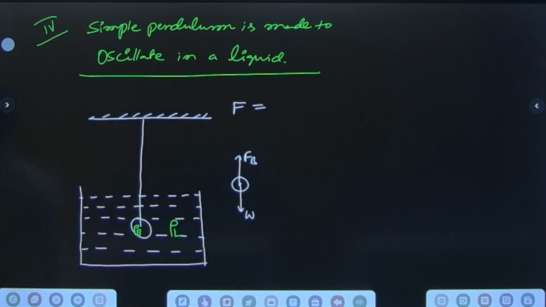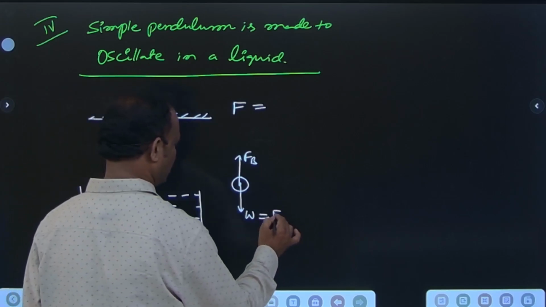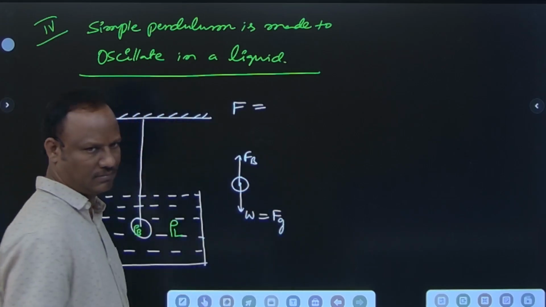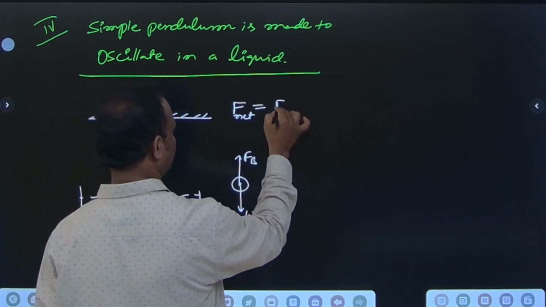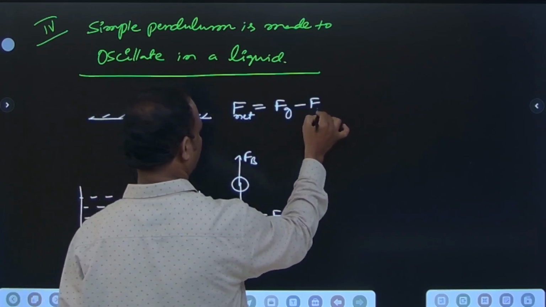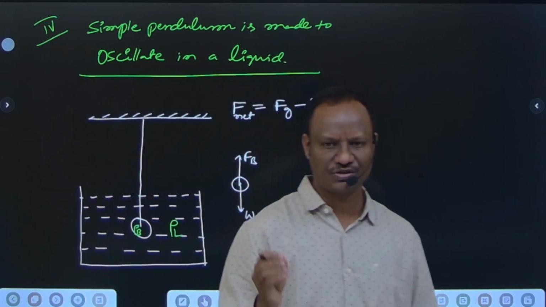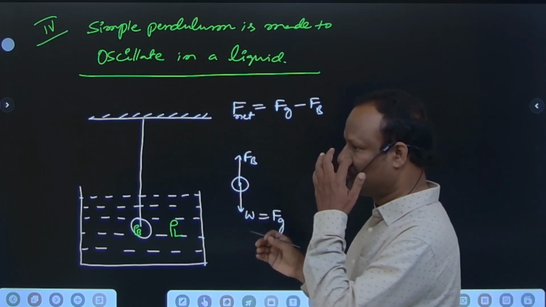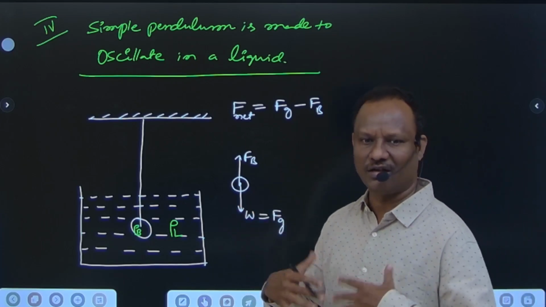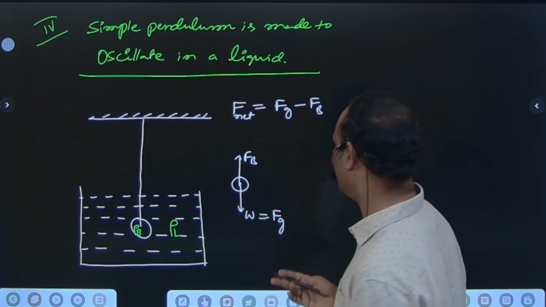Force of buoyancy, and next one is about weight. Weight is the force due to gravity. F net is equal to Fg minus the force of buoyancy. What do you know about the force of buoyancy? Force of buoyancy means the force acted by the liquid on the body.